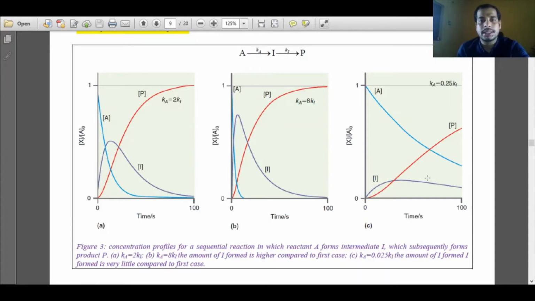So there can be various conditions possible. We'll discuss two special conditions pertaining to this consecutive reaction, and those conditions are called steady state approximation and pre-equilibrium approximation. We'll discuss them shortly, and those conditions are applicable to these two quantities only, how the intermediate is decaying and how the intermediate is forming. On the basis of these two conditions, we can have two approximations.